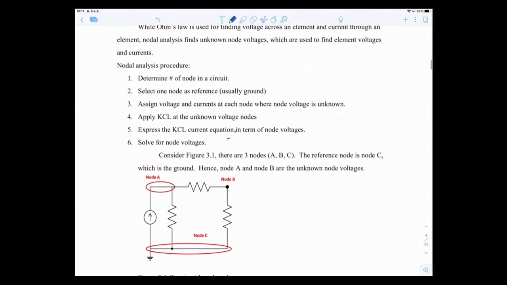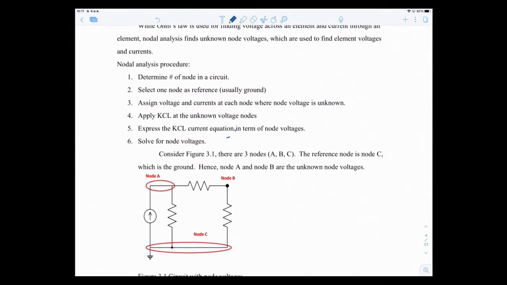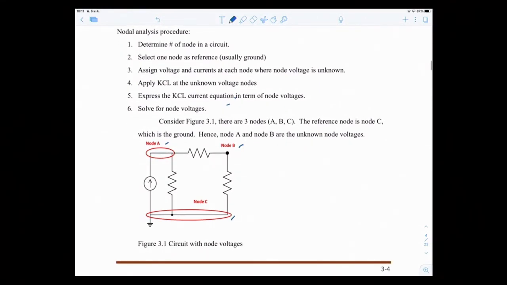Another review here, for example: what are the nodes and what's the reference node? In this picture, you see that we have 3 nodes altogether: node A, node B, and node C. And for simplicity, as in all the books, if it's not written where ground is, we always assume that it's at the bottom of the circuit right here, in all the exercises and problems in the lectures or in the textbooks that we use.